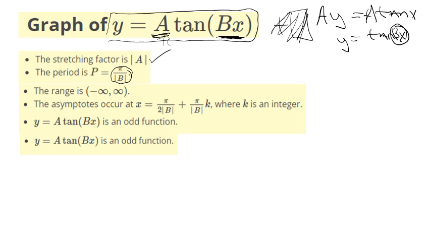Range, minus infinity to infinity. For sine and cosine, it was minus 1 and 1. Asymptotes, well, you can memorize this right here, but I'm going to be working with the key points. And tangent is an odd function.